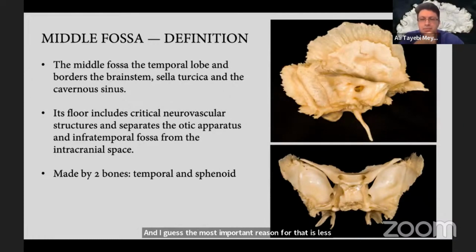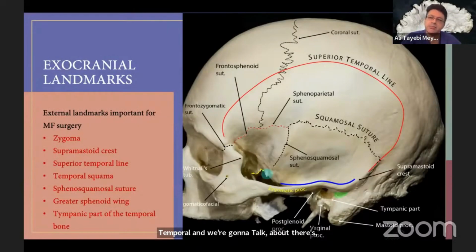And as we know, middle fossa is composed of two main bones, sphenoid and temporal, and we're going to talk about some details. The way I look at anatomy here is to make sure that we know every single detail that might be surgically relevant. When we open for a middle fossa approach, we do not see the whole picture, but we need to be able to extrapolate everything and have a see-through image of the details and identify every single lump and bump here.